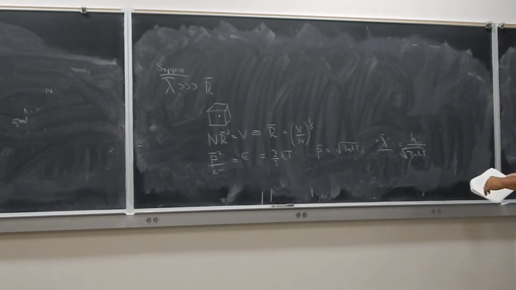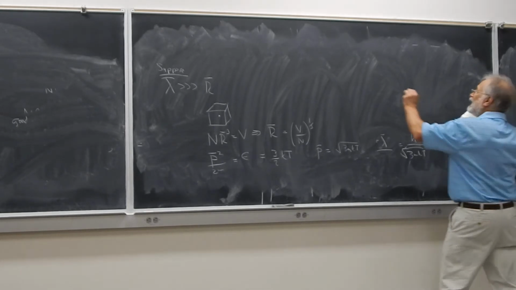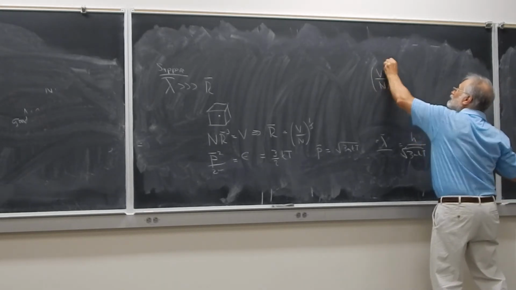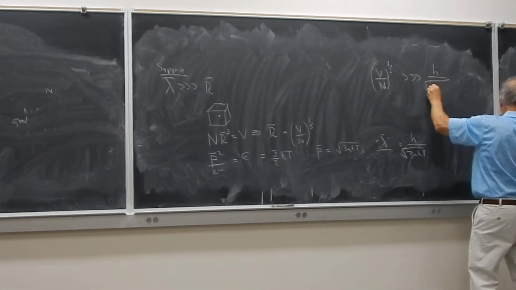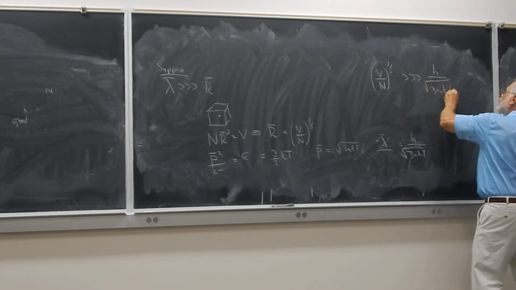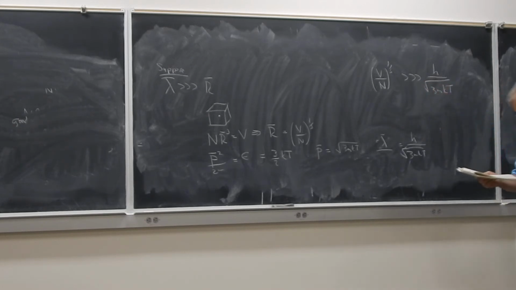So what this is saying, in order for the classical approximation to work or to be valid, it has to be that V over N to the 1/3 must be much, much greater than h over the square root of 3m kT. So what you're hoping is the concentration is very, very small, or the temperature is quite high.